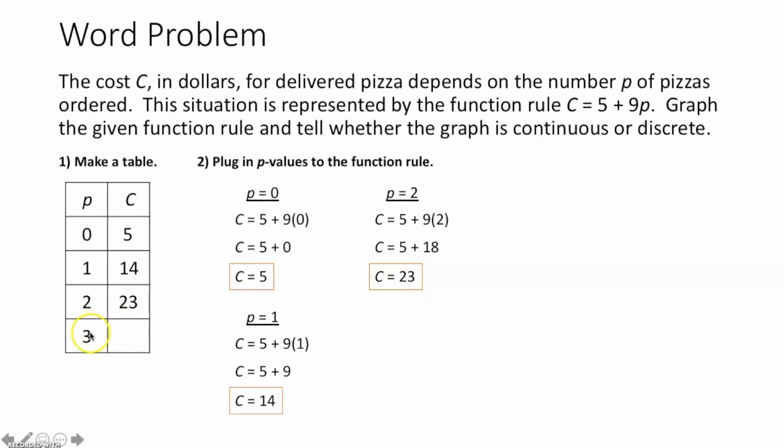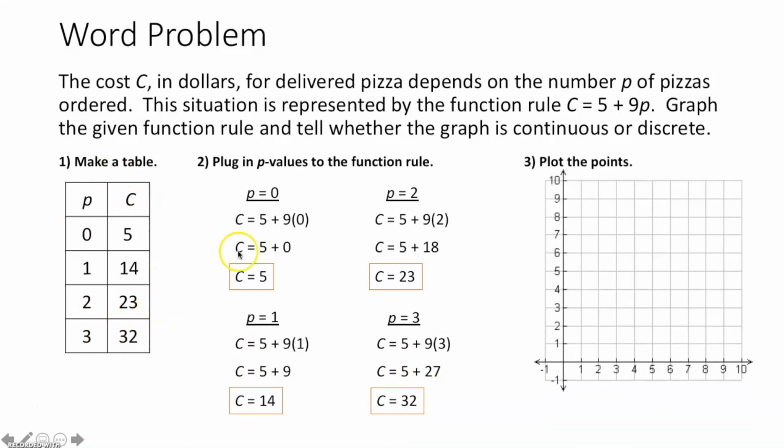Last but not least, what's the C value that goes with 3? So I'm going to take 3, plug it in for P in my original function rule. 9 times 3 gives you 27, plus 5 is going to give you 32. Now I'm going to take that 32, plug it in this last open spot here. Now I have a set of ordered pairs, a relation that I can graph.